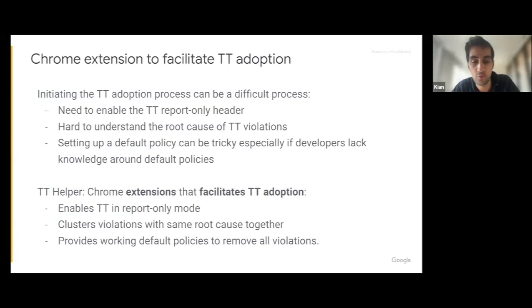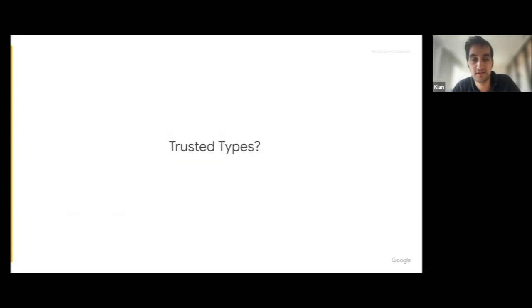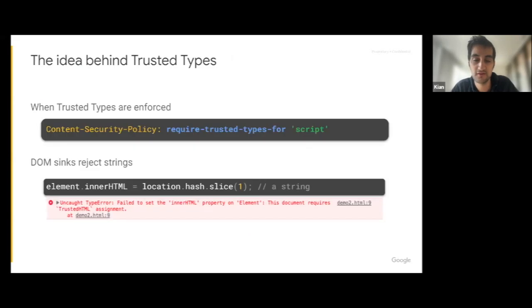And finally, it provides a way to have a working default policy to remove all violations. I'm going to come back to what default policies are, but what there is to say about that is that it basically does 80% of the work around default policy implementation for developers. But first, I think it's worth coming back on what Trusted Types is and how it works. Some of you might already know that, so I'm going to give a quick debrief.